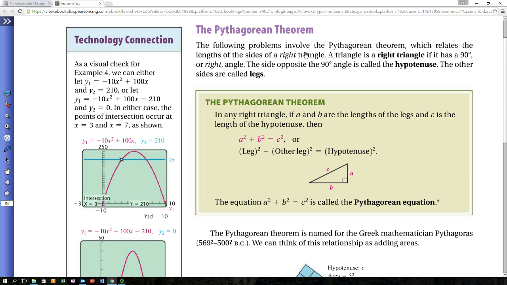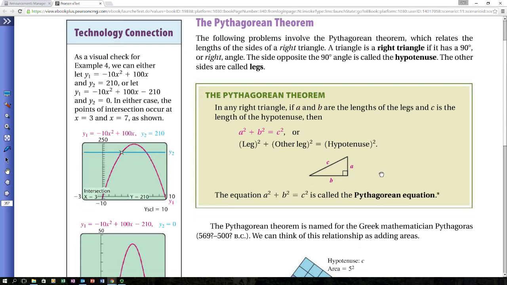So the Pythagorean theorem basically says that for any right triangle, if we have the lengths of the sides, and they'll define that, and if you square them and add them together, you'll get the length of the hypotenuse squared. In other words, it's a lot easier to look at it mathematically or with the diagram here.